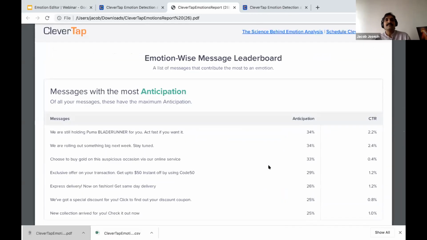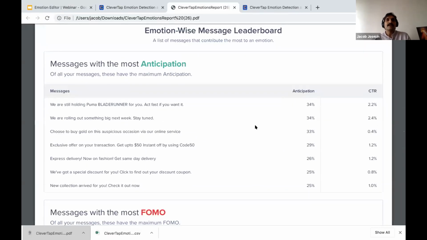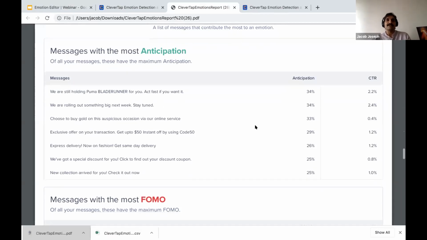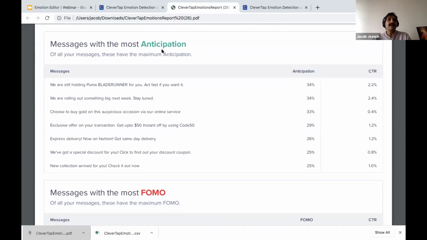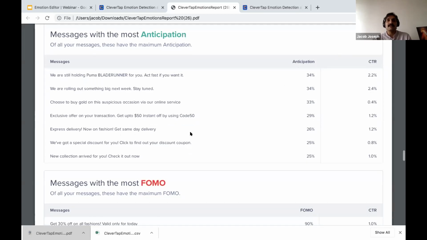Next bit of information is the leaderboard of the emotion-wise messages. So here we are saying that, okay, for anticipation, what are the messages which had the most anticipation? And we have arranged them in descending order. So: we are still holding Puma Blade Runner for you. Act fast if you want it. As far as anticipation was concerned, this was the highest one. Obviously, it could have other emotions as well, because the anticipation is 34%. The rest 66% has to be accounted for by the other four. But as far as anticipation was concerned, this was the highest one.